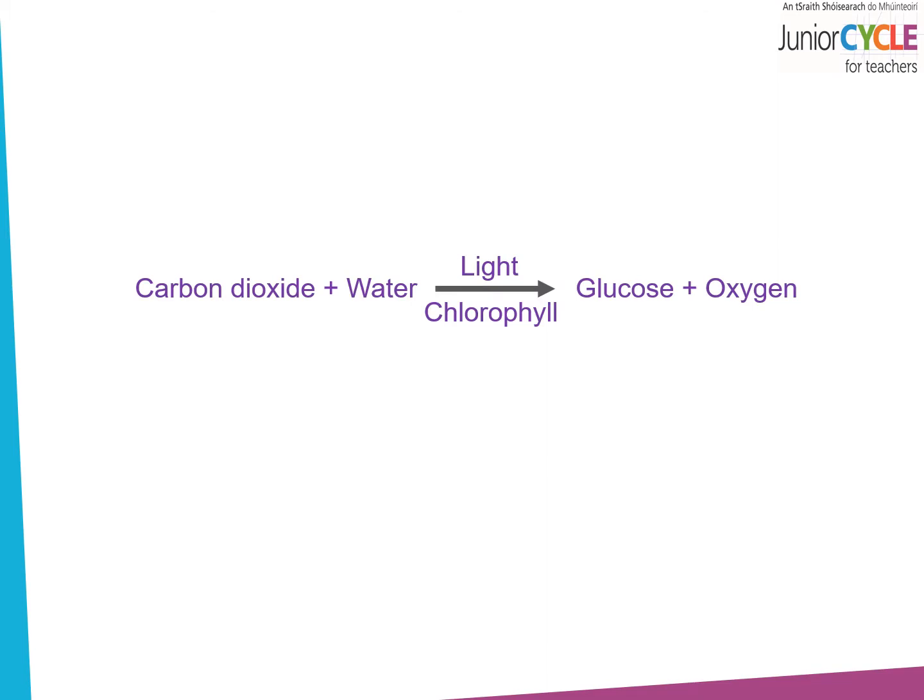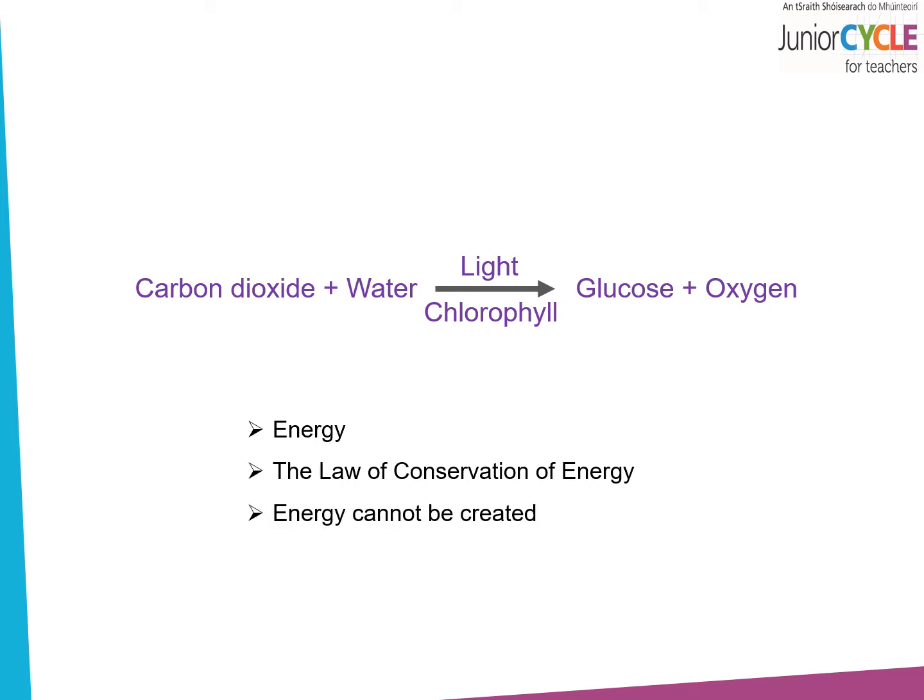Let's get straight into some junior cycle science. Think about what you see in this word equation on the slide. Now use these following framewords to think about the word equation. Energy, the law of conservation of energy, and energy cannot be created. If helpful, write down the word equation and the 3 framewords. Pause here now to record your thoughts about the word equation and the framewords on the slide.